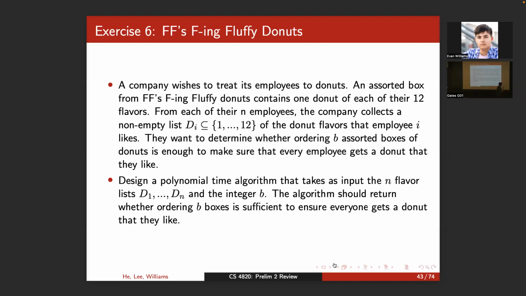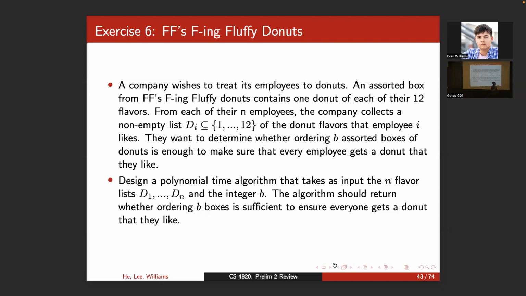So the problem is we have a company that wants to treat its employees to donuts, and a box of donuts from FF's Effing Fluffy Donuts contains one donut of each of the 12 flavors. So each box is a dozen and they all have their own different flavors. The company collects a list from their employees, basically the flavors of donut that each employee would like. And they want to determine whether ordering the boxes of donuts is enough to make sure that every employee gets a donut that they would like, right?